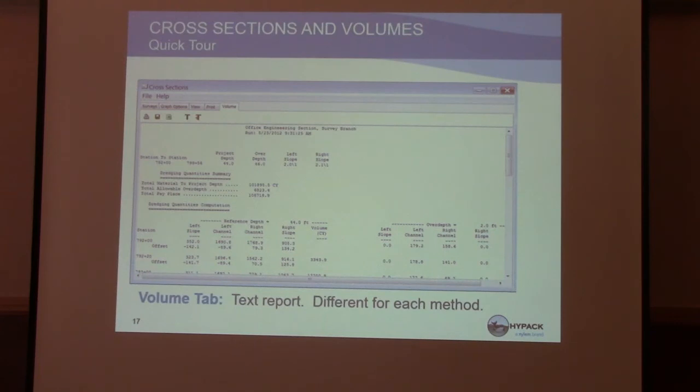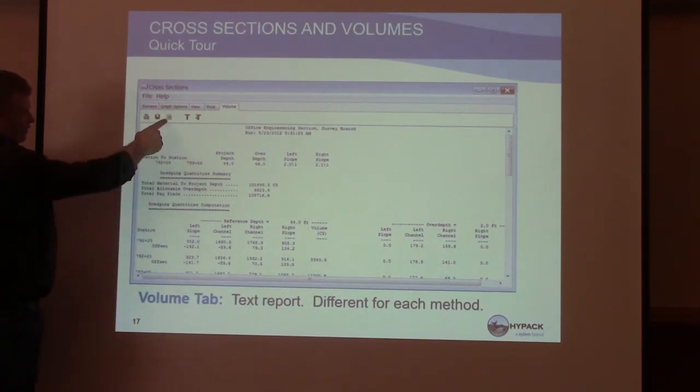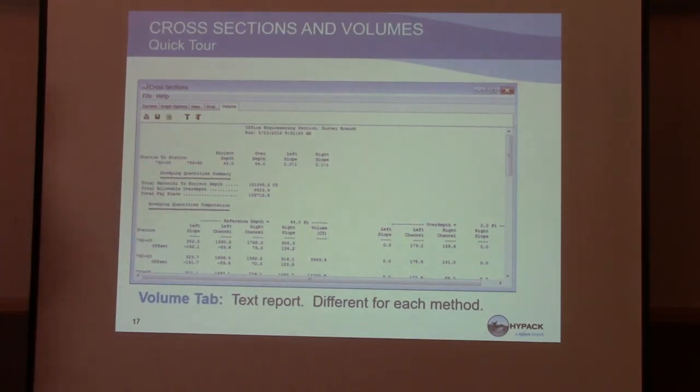And then on your volume report, similar to the TIN model volume reports, these are text files. We've actually added the ability to export these to Excel. So you can take those right out to Excel and then do other math on it if you want. It used to save just to a text file. Now you can take them to Excel.